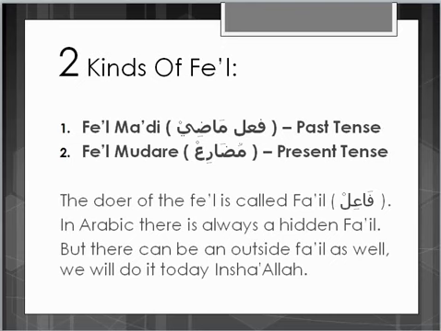The doer of the fe'l is called fa'il. Like in nasara, who is doing the work? He is doing the work. That he is the fa'il. In Arabic there is always a hidden fa'il, but there can be an outside fa'il as well. Like you may ask, okay, I understand nasara he helped, nasartu I helped. What if I want to say Allah helped? That we'll learn too, Insha'Allah. So how to use it if you want to mention by name who helped.